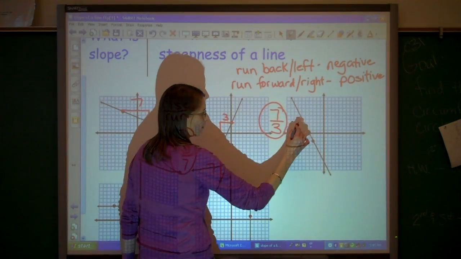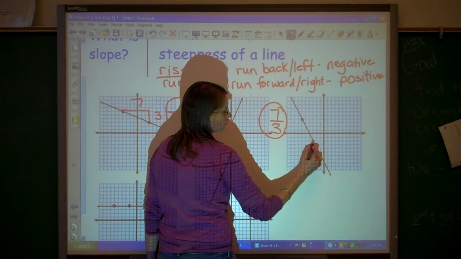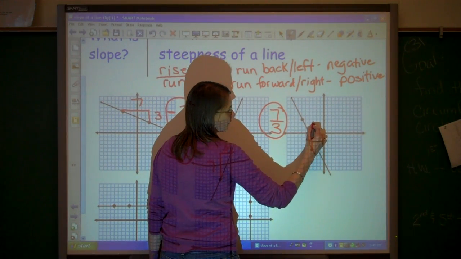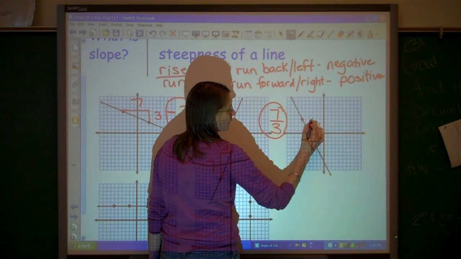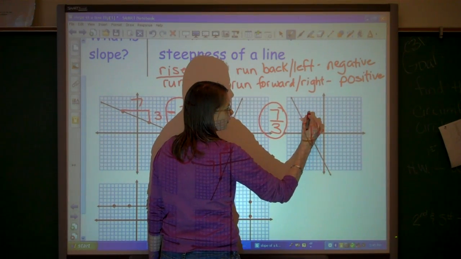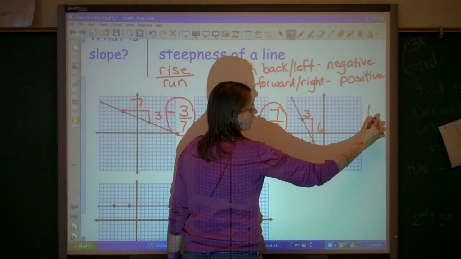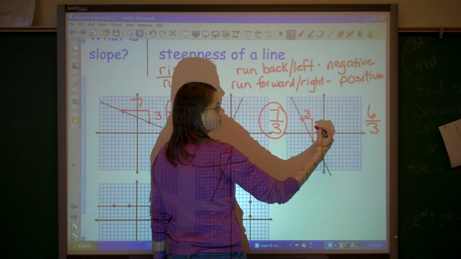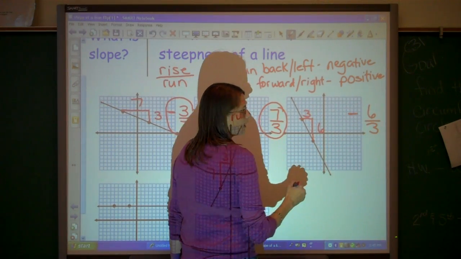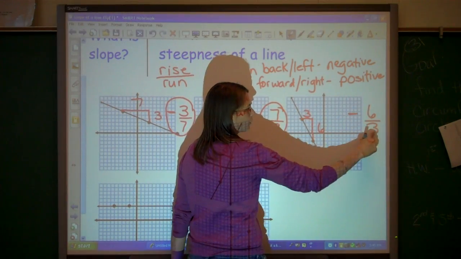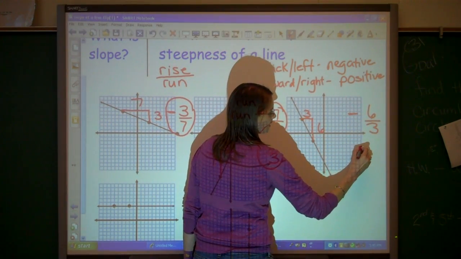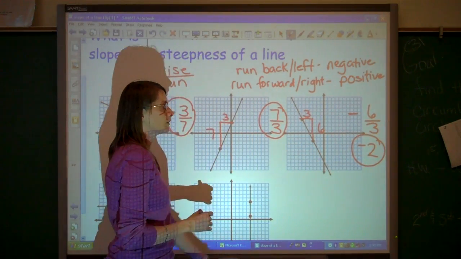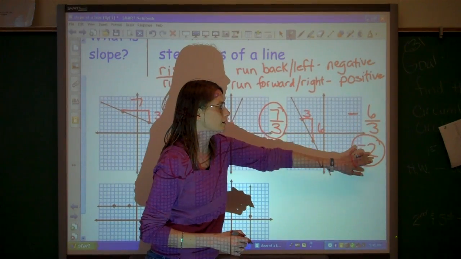For my third one, I find my lowest point, and I rise straight up to the second point. 1, 2, 3, 4, 5, 6 lines, and then I need to run 1, 2, 3 lines. So my rise was 6, and my run was 3. And because I ran back or to the left, it is a negative. And a negative 6 over 3 is the same thing as a negative 2. So this slope is a negative 2 because 6 divided by 3 is 2.